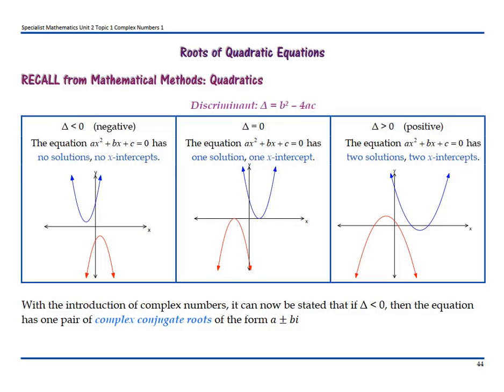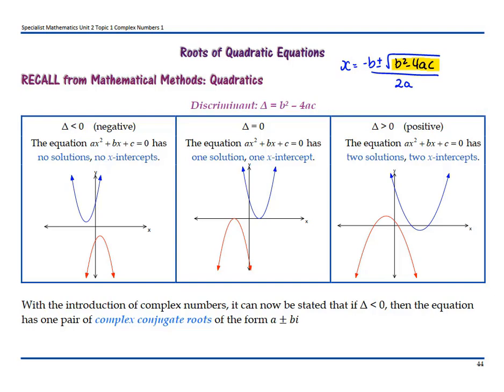This video is looking at the roots of quadratic equations. Now recall from Mathematical Methods, quadratics, that the discriminant delta is b squared minus 4ac. That's coming from our quadratic formula, where x equals minus b plus or minus the square root of b squared minus 4ac, all over 2a. So your discriminant, or delta, is there.